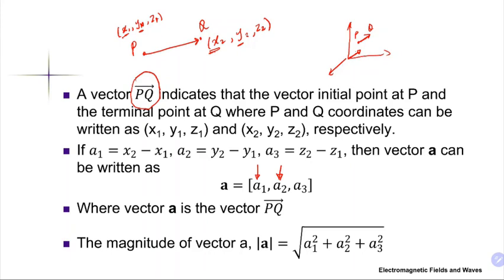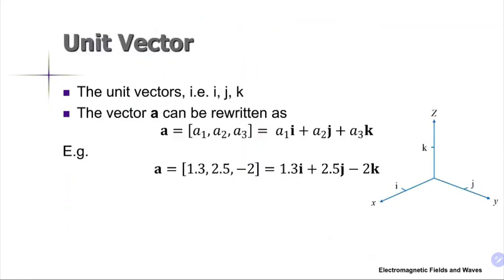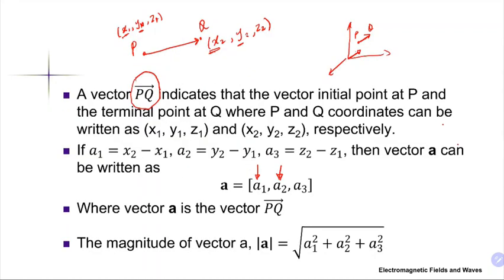Okay? To work out the magnitude of that vector, that is simply your Pythagoras theorem. So you take A1 squared plus A2 squared plus A3 squared and then the square root of the whole thing. And that gives you the magnitude of that vector A. Okay, any questions up to here? I think it's still quite revision stuff.